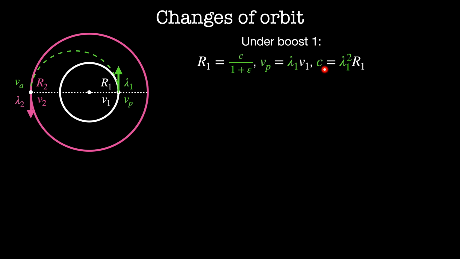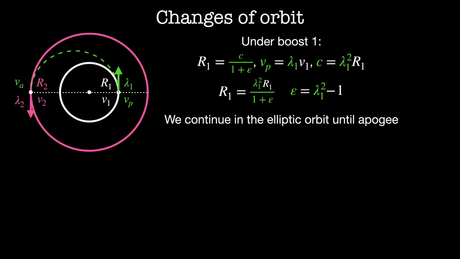By substituting this value for c into the equation of the two orbits meeting, we find that r1 is equal to lambda 1 squared times r1 divided by 1 plus the eccentricity of the orbit. Here the r1's cancel out. We can now write the eccentricity epsilon as lambda 1 squared minus 1.